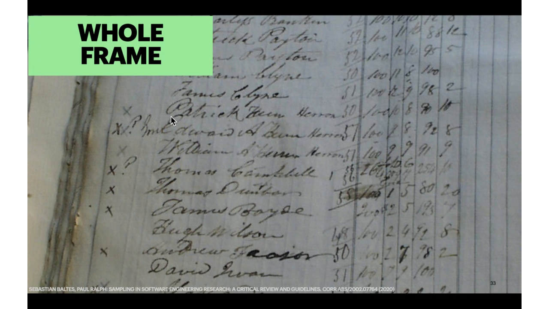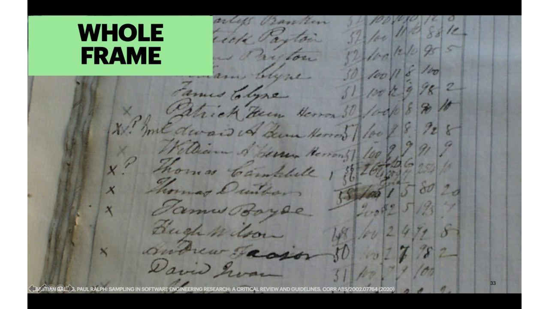An example for a whole frame sampling would be contacting all employees of a specific software development company, or analyzing all questions on Stack Overflow, or analyzing all commits over the entire GitHub, or all commits over a specific GitHub repository.